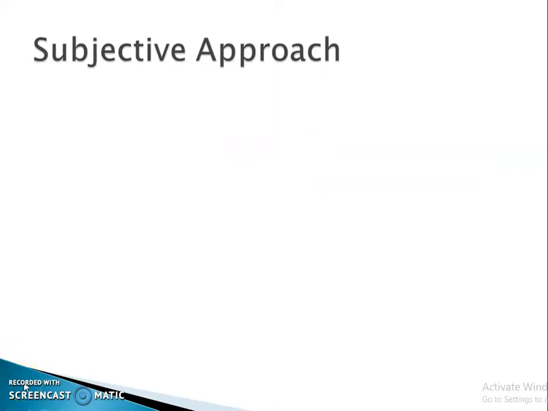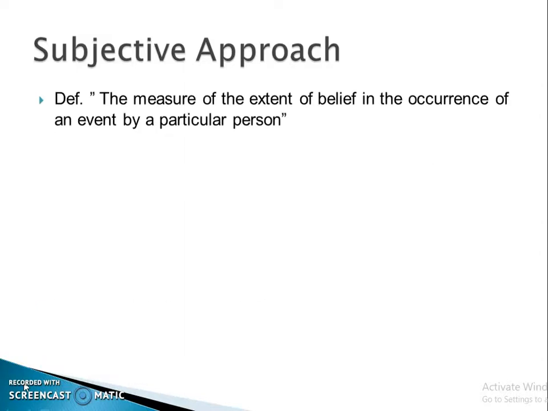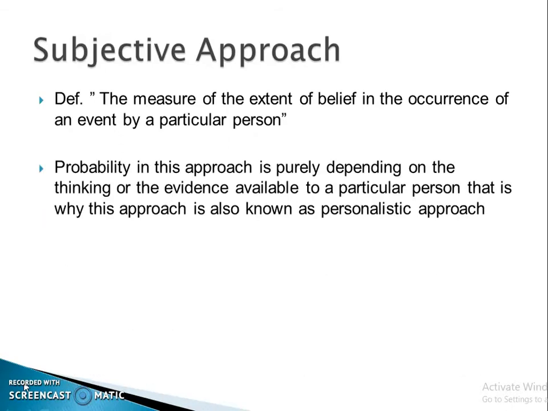Subjective approach. In subjective approach, the probability of an event is defined as the measure of the extent of belief in the occurrence of an event by a particular person. Probability in this approach is purely depending on the thinking or the evidence available to a particular person. That is why this approach is also known as personalistic approach.